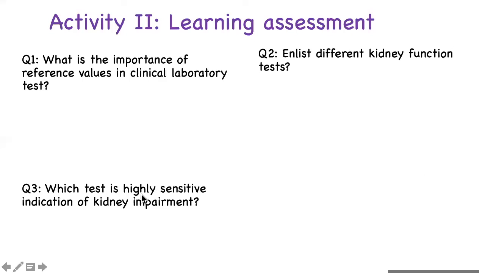So the last question is, which test is a highly sensitive indication of kidney impairment? Among different tests, which one is highly sensitive? Very good. Given the answer, it is the serum creatinine test. So the serum creatinine test is the highly sensitive indication of kidney impairment.